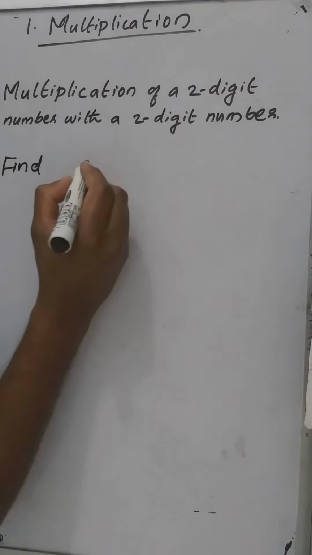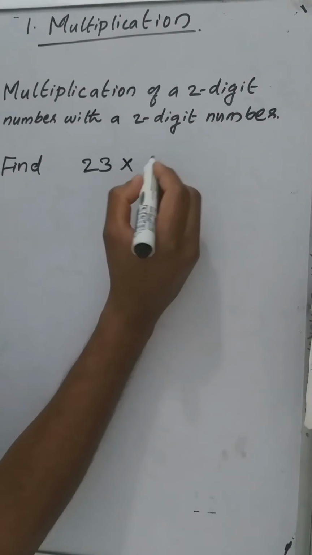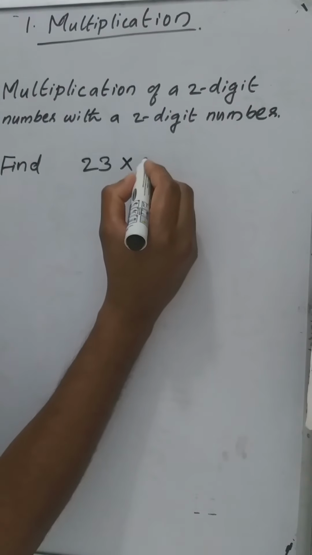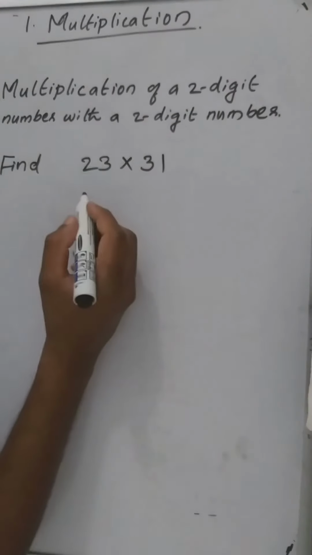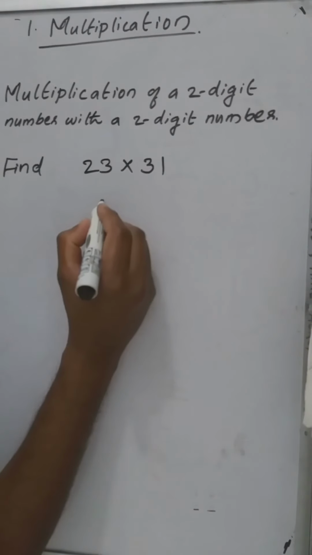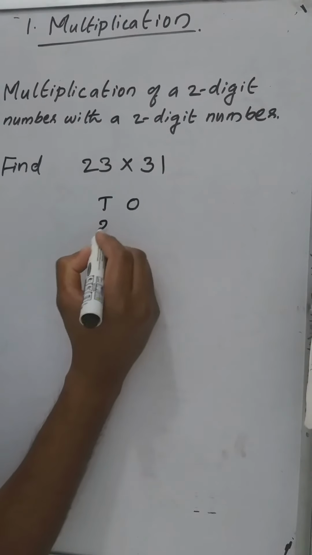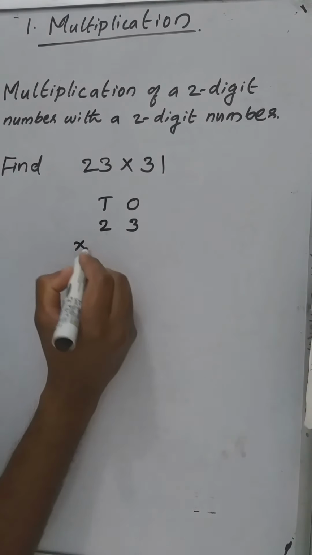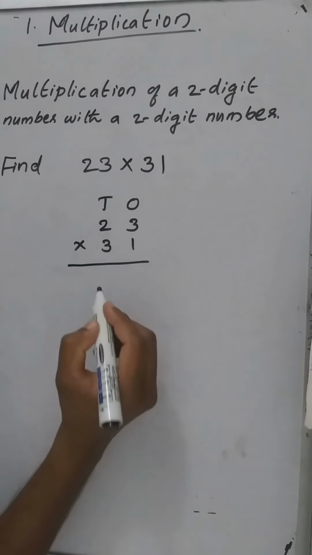Find 23 multiplied by 31. So first of all, we have to write the numbers according to the place value of the digits. There are two place values, so you write tens place and ones place. First you write 23 is multiplied by 31. Now let's start our multiplication process.